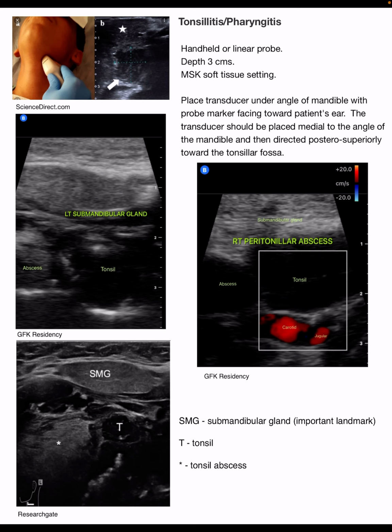The tonsil and the normal surroundings, the vascularity, can be distinguished on ultrasound using a submandibular view with a transducer placed under the angle of the mandible with the probe marker facing towards the patient's ear.